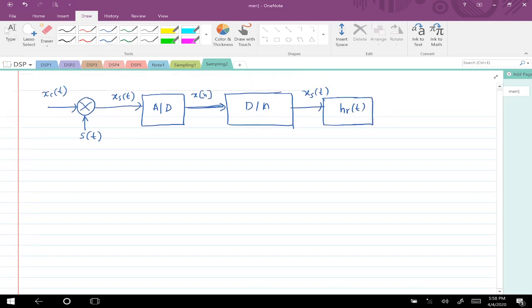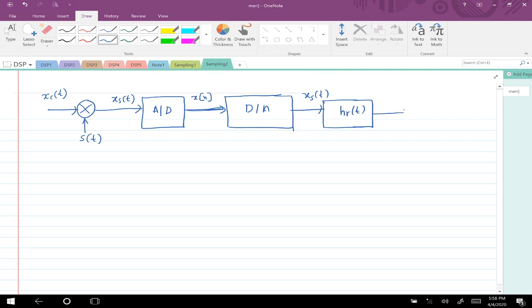Assume that this is a reconstruction filter. Since you have samples of your analog signal, from those samples you want to construct the complete signal. We will come to those blocks in the subsequent classes. The reconstructed signal, let's write it as xr of t. Ideally you want xr of t to be equal to xc of t.